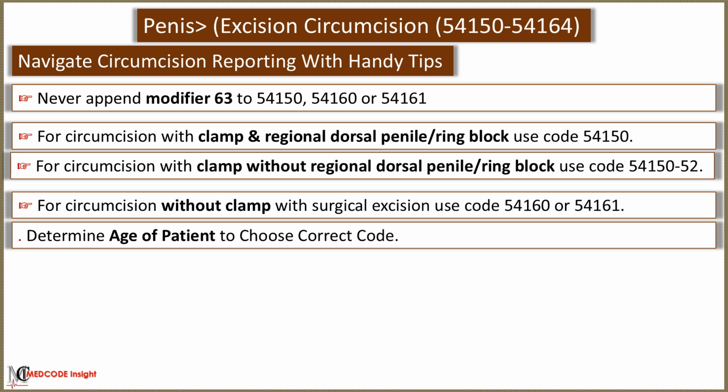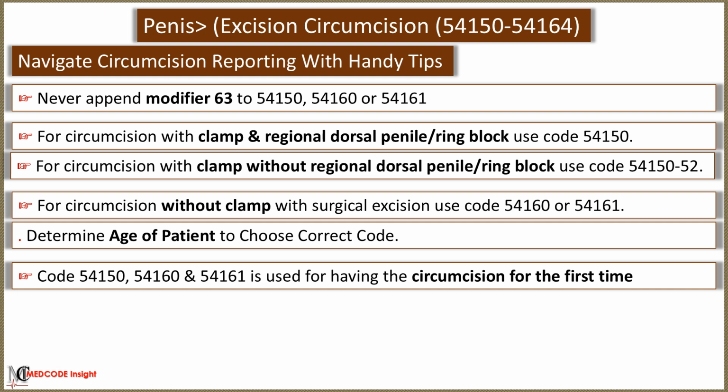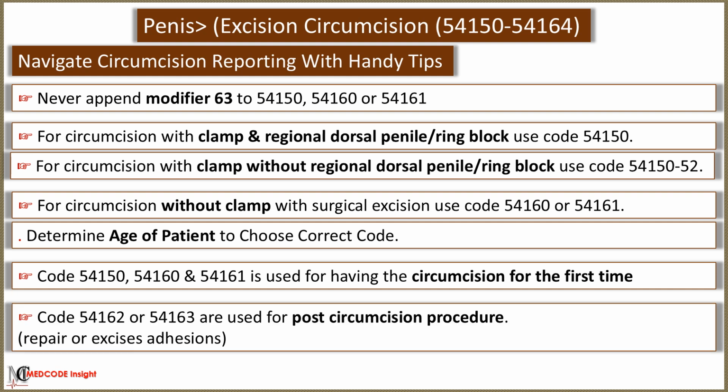In contrast, for circumcision performed without clamp using surgical excision, select either code 54160 or 54161 depending on the age of the patient. When reporting circumcision procedures, it is important to select the correct code based on whether the procedure is an initial circumcision or post circumcision intervention. Always remember CPT codes 54150, 54160, and 54161 are used for initial circumcision procedures. For procedures following a prior circumcision, such as repair or excision of adhesions, use CPT code 54162 or 54163, which are specifically designed for post circumcision interventions.